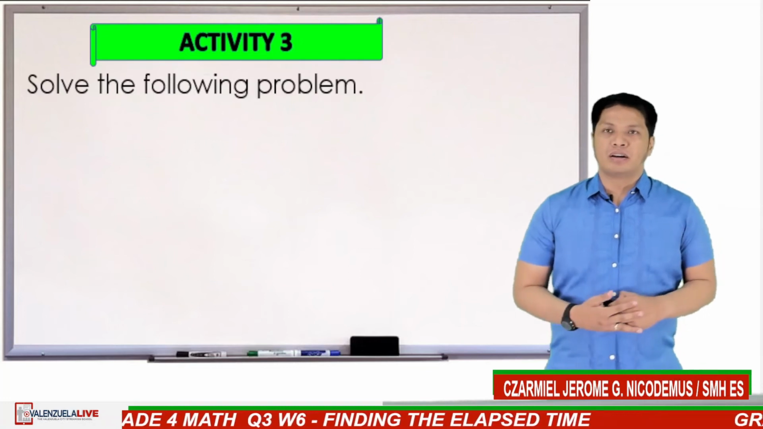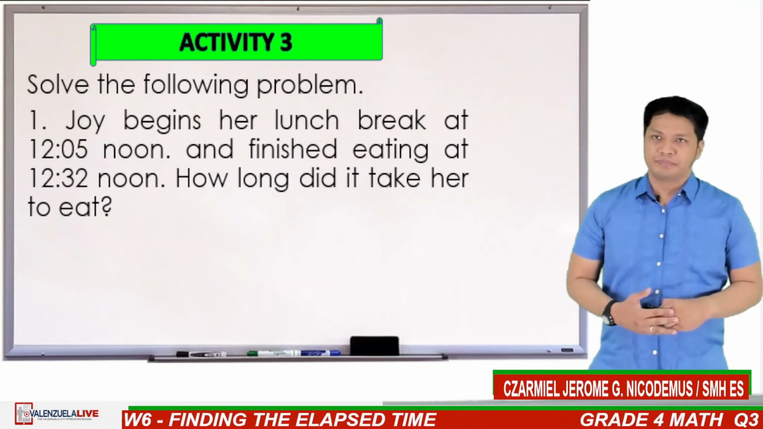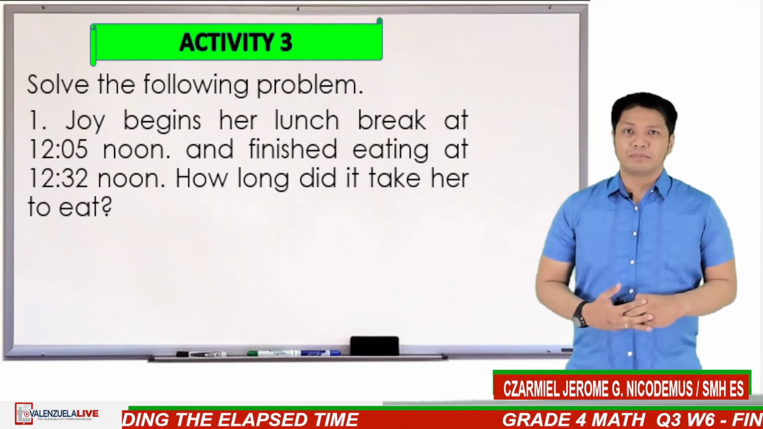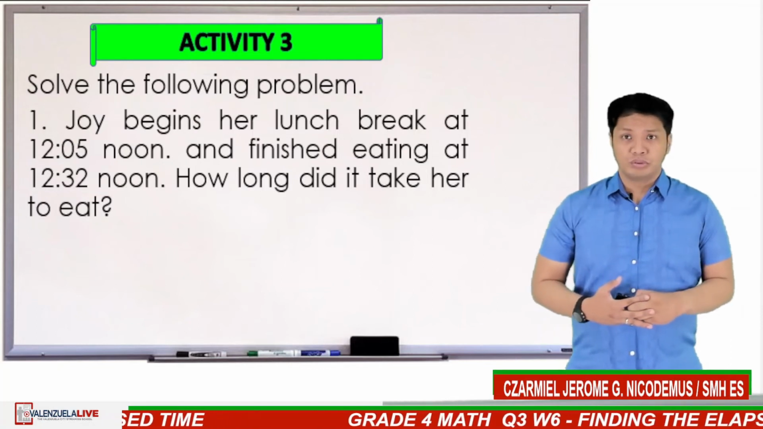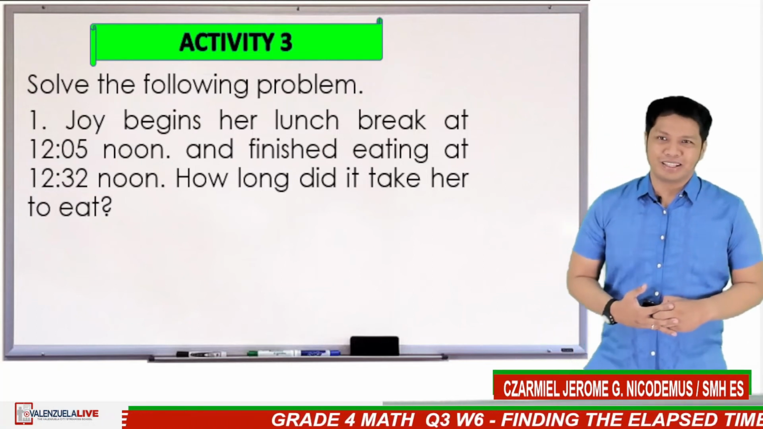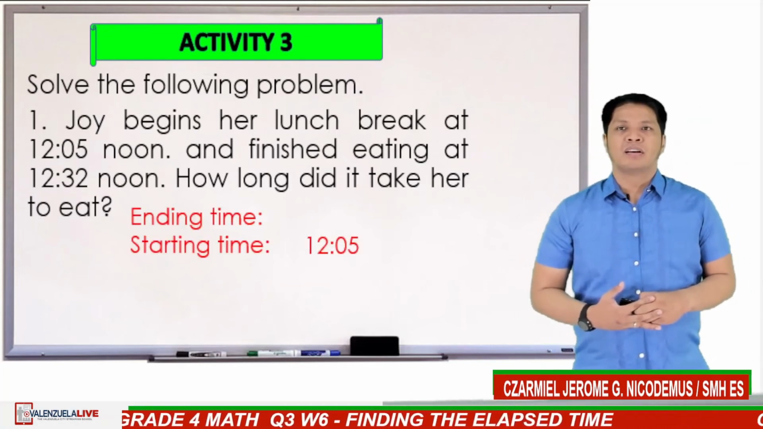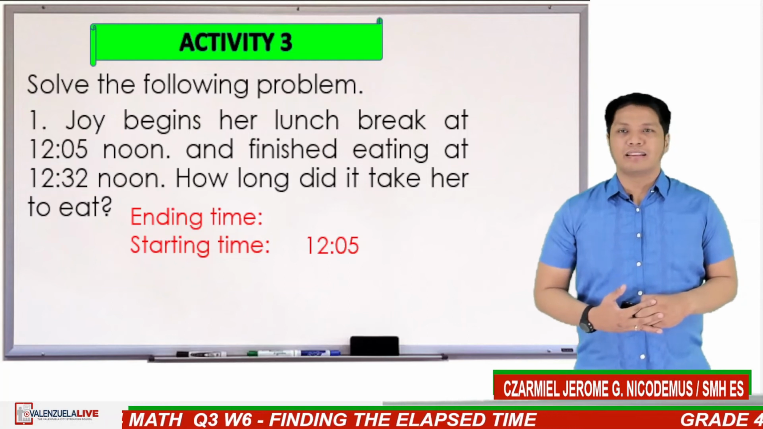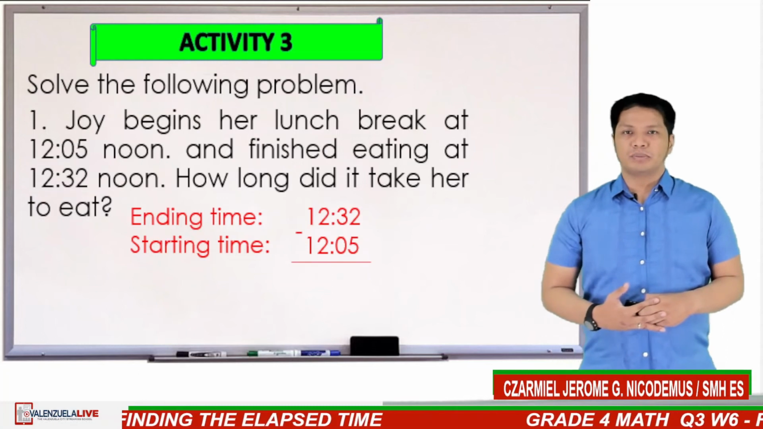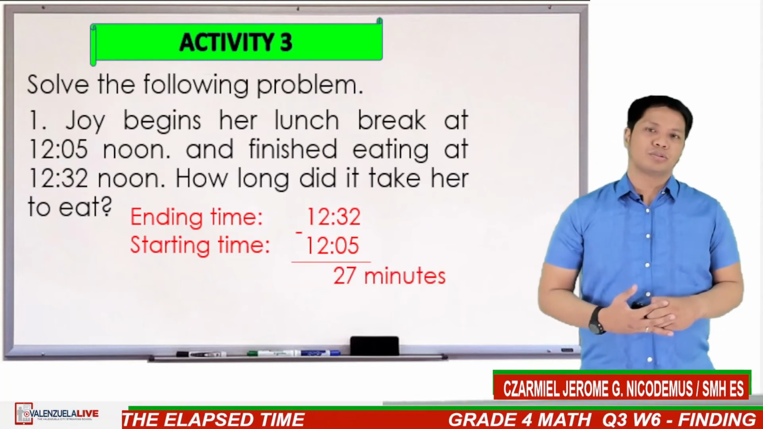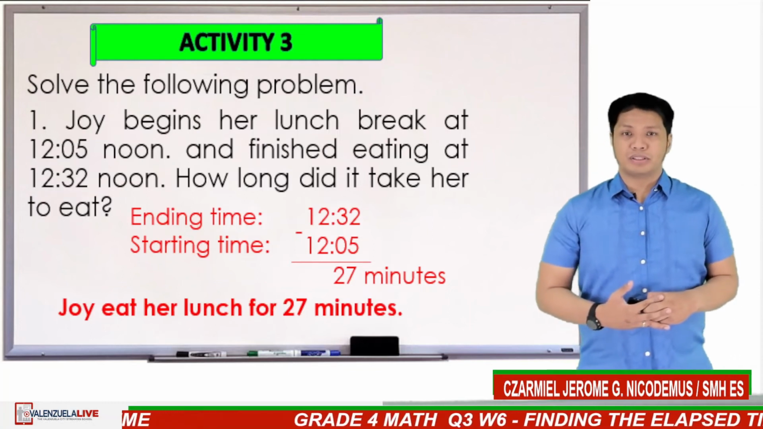So for our activity 3, let us solve the following problem. Joy began her lunch break at 12:05 noon and finished eating at 12:32 noon. How long did it take her to eat? So the starting time is 12:05 and we will subtract it from the ending time, which is 12:32. So 32 minus 5 is equal to 27. 12 minus 12 equals 0. So Joy ate her lunch for 27 minutes.